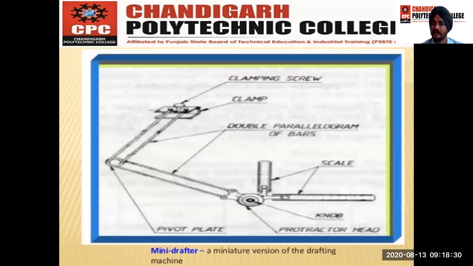This is the mini drafter that you will use to make a drawing on the drawing table. You can clamp your drawing sheet on the drawing table. Then we clamp the mini drafter on the corner of your drawing table. This is the scale of the drawing sheet. This is the large scale. This is the small scale, and you can adjust the scale with the help of the knob.